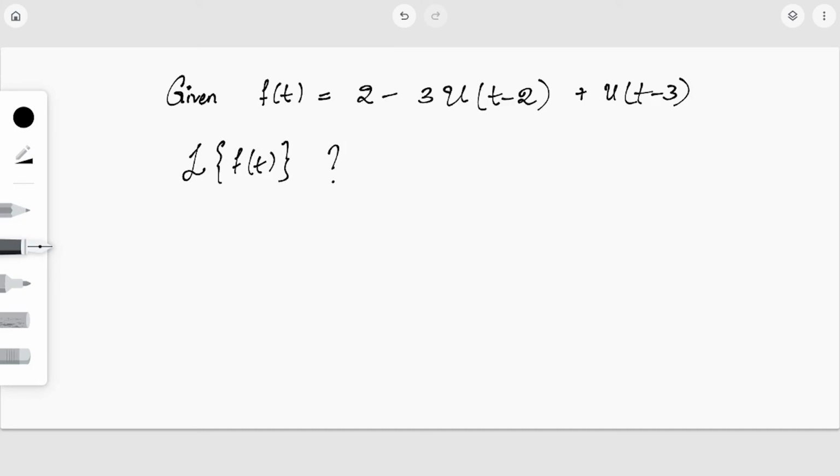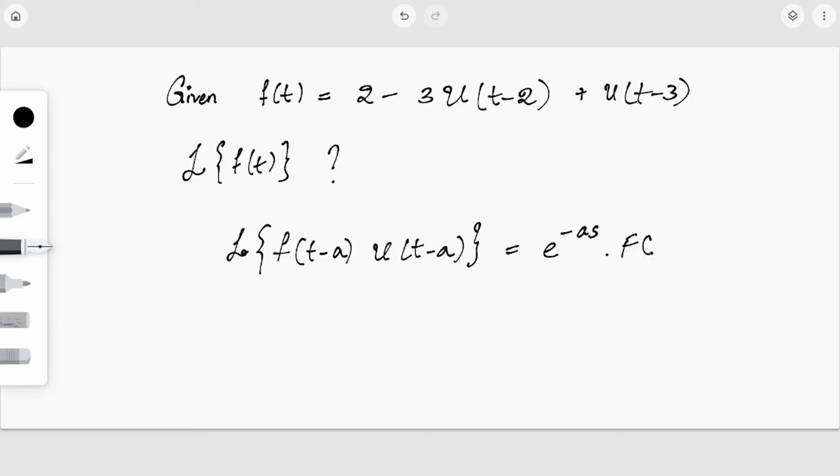Now, before moving on to the solution of this problem, we have just seen that the Laplace transform of f of t minus a into the unit function u of t minus a is nothing but e raised to minus as into F of s, where F of s is the Laplace transform of f of t, right? So what will happen if f of t is equal to 1?